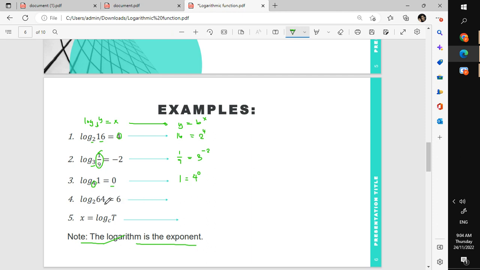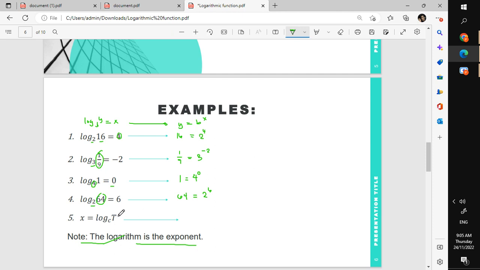Next, we have the log of 64 to the base of 2 is equal to 6. So our number in here is 64. You write down 64, which is equal to our base, that is 2. Then we have our exponent, which is x. So 2 raised to 6, or 2 times 2 times 2 times 2 times 2 times 2, that is just equal to 64.